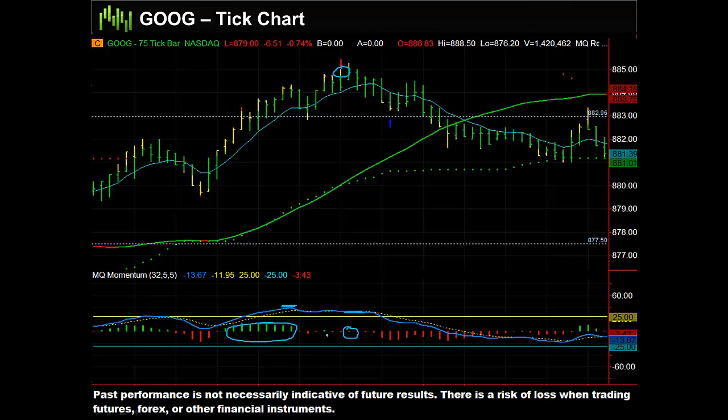I'm watching the histogram bars. It did move up. It really didn't do anything on the histogram bars. So I had a pretty strong feeling this thing was still going to fall, and I went ahead and traded it down, sold it in this area here.